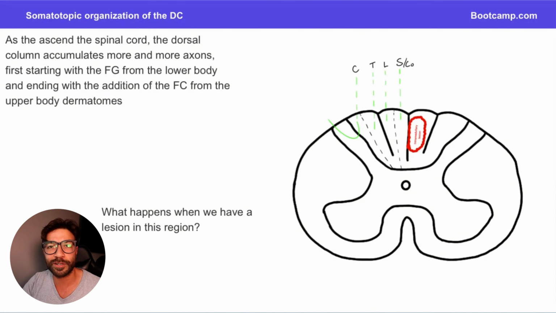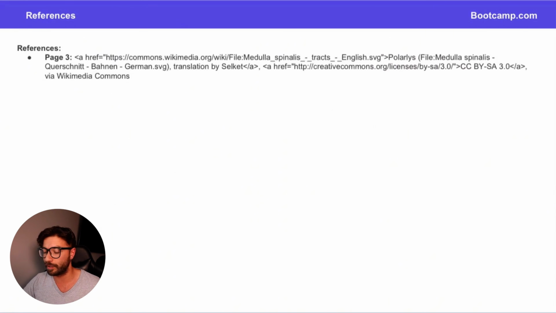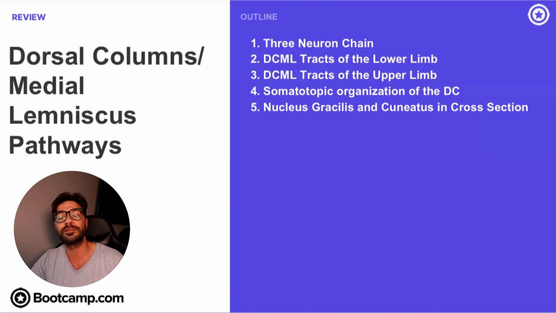But anyways, that's all we have for the dorsal column. Here's some references for some images we used. I hope you enjoyed that. We talked about the dorsal column-medial lemniscal pathways for the upper and lower limb and looked at the different neurons involved in each of them. We also looked at the somatotopic organization of the dorsal column.